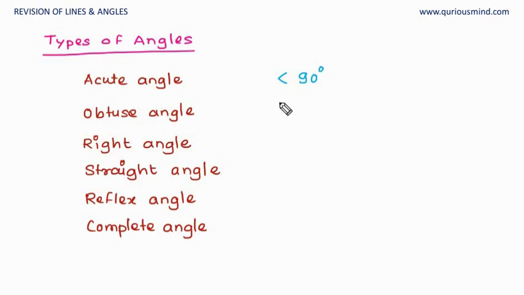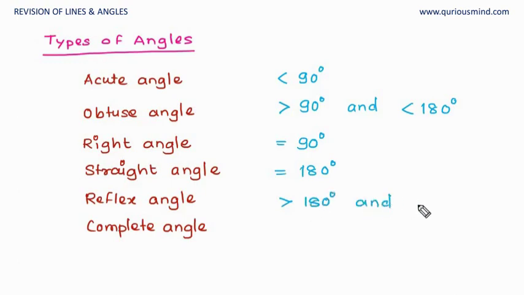Obtuse angles are greater than 90 and less than 180 degrees. A right angle is exactly 90 degrees. Straight angle is exactly 180 degrees. A reflex angle is greater than 180 but less than 360 degrees. Whereas a complete angle is equal to 360 degrees. These are types of angles based on their measure.